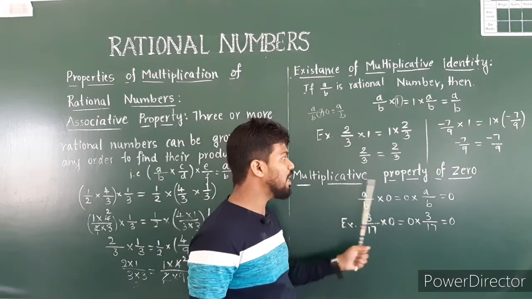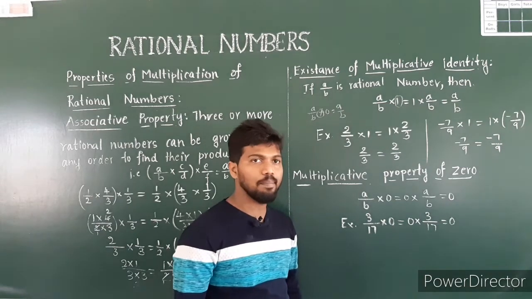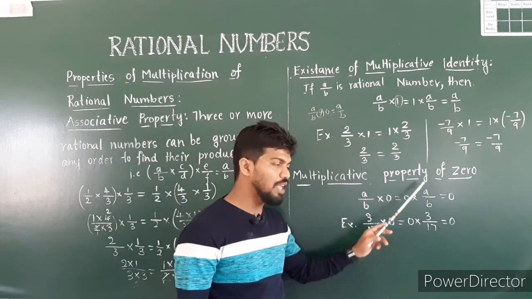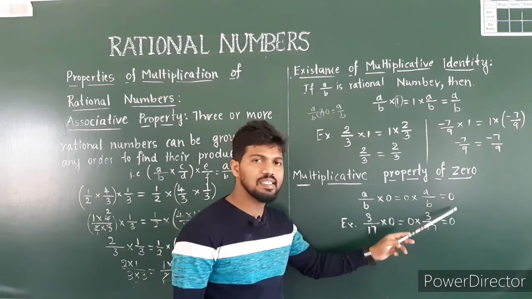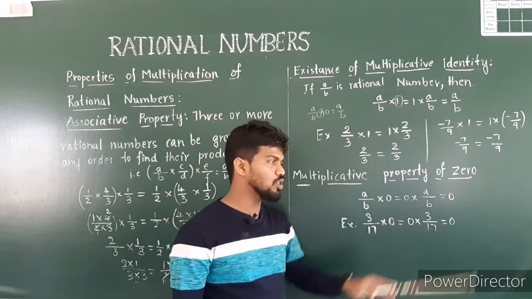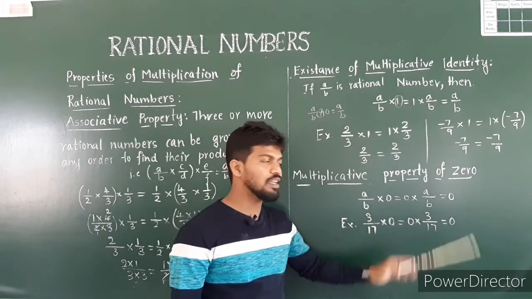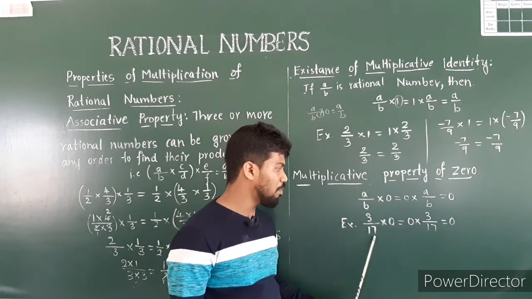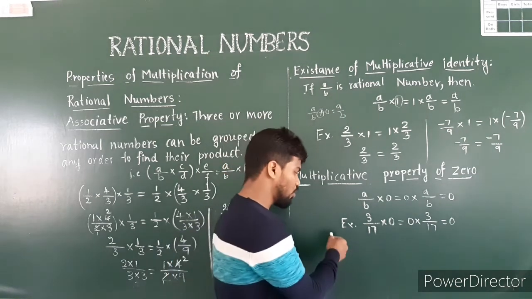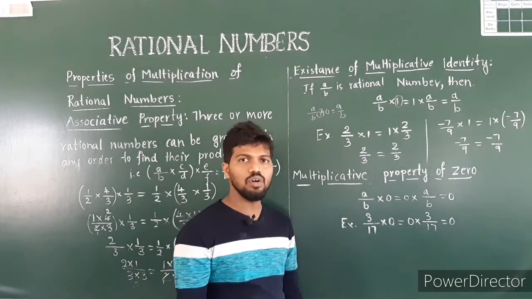Okay, next, the multiplicative property of 0. When a rational number is multiplied with 0, what happens? When you multiply A by B into 0, or 0 into A by B, both are the same, and you get 0. Any number multiplied with 0, you get 0 only. Not only rational numbers, any number multiplied with 0 gives 0. For example, 3 by 17 into 0, or 0 into 3 by 17, you get 0. 2 into 0 is 0. 5 into 0 is 0. 1 by 15 into 0, you get 0.